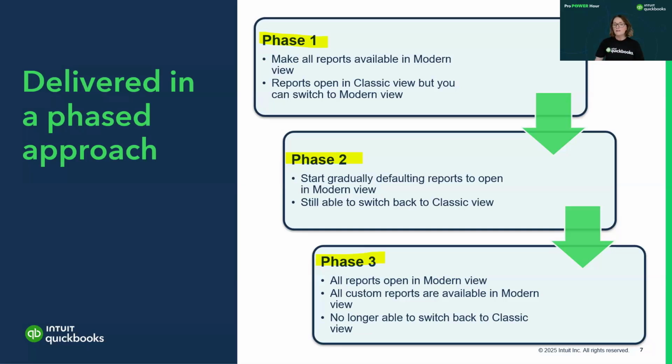In the second phase, you will see more and more of your reports opening in Modern View, but you can still switch them back to Classic View if you need to. And then the third and final phase is when all your reports open in Modern View and you're no longer able to switch back to Classic View. Most importantly, also in this phase, any custom reports you've created already will be available in Modern View, and additional functionality like scheduling report groups and having them automatically sent out, like you can do today in Classic View, will also be made available in Modern View.